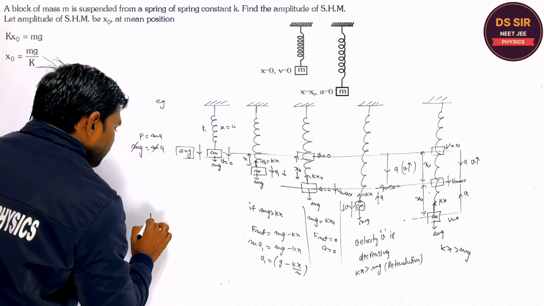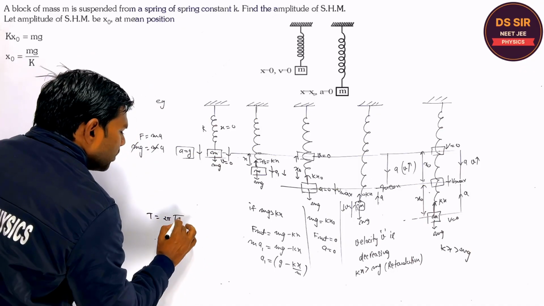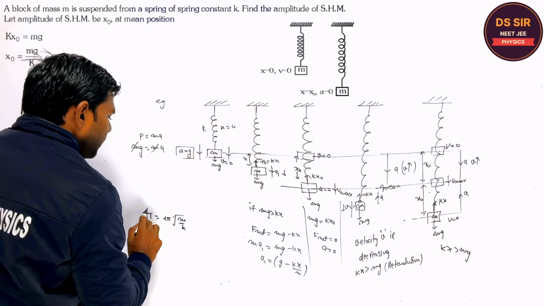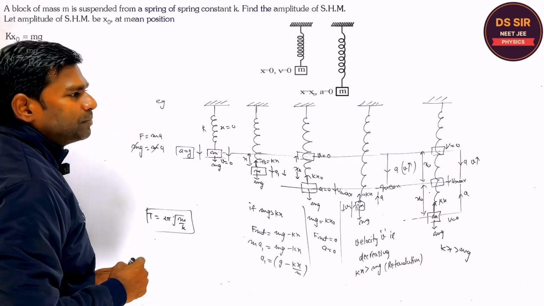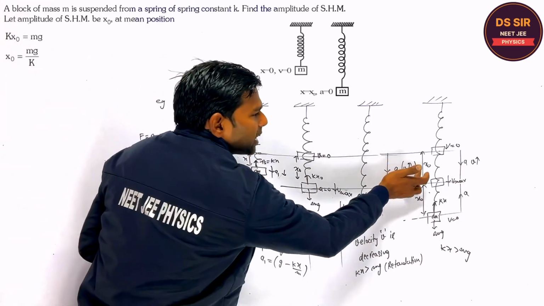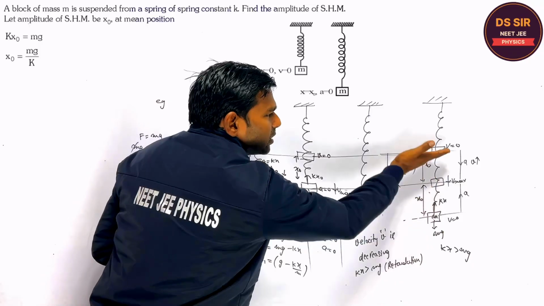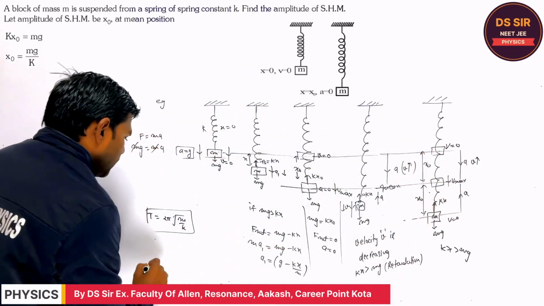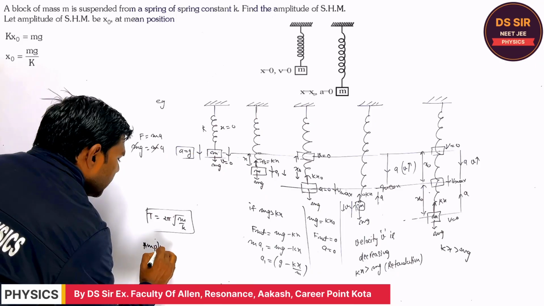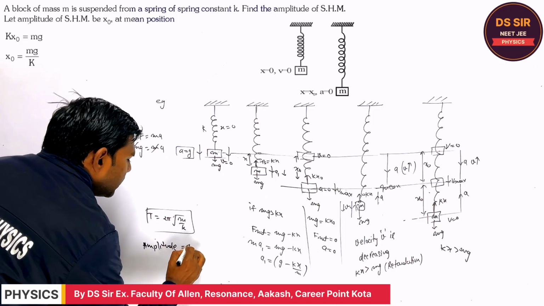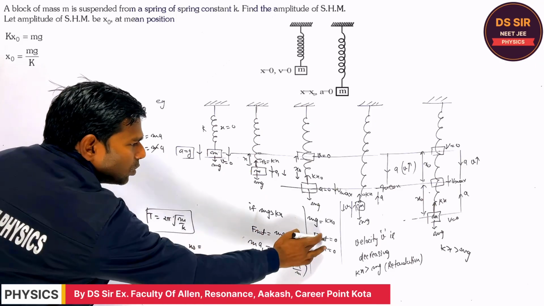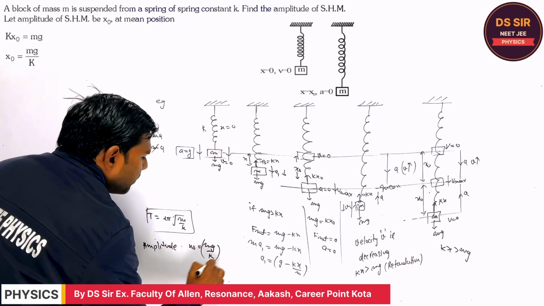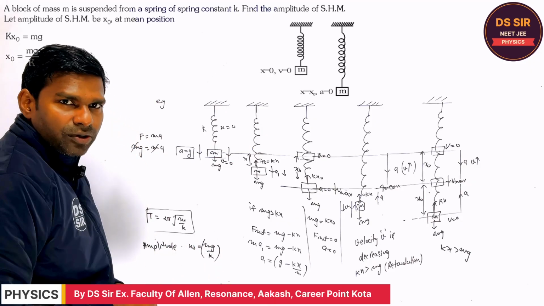And what will be the time period? The time period will be root m upon k, no doubt. This is the time period. And what is the amplitude? Tell me. This x naught is the amplitude. This is the mean position, and this x naught is the amplitude. Amplitude x naught is equal to mg upon k. This is the amplitude. Are you getting or not?